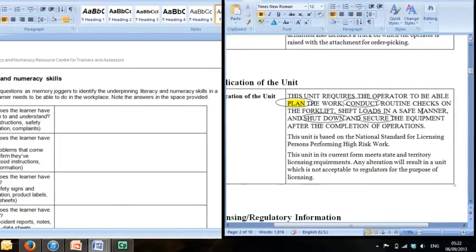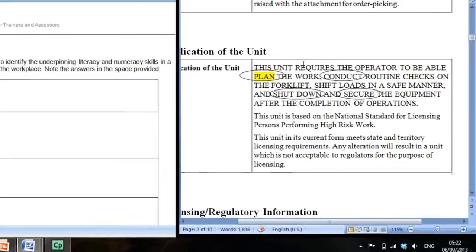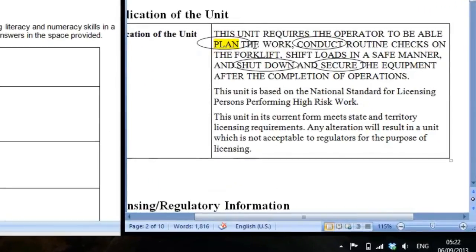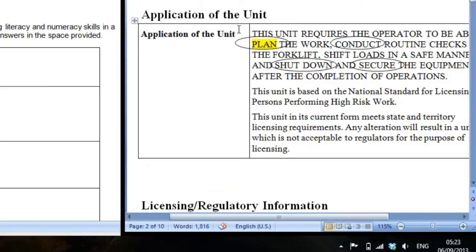Okay, so now the right hand side, I've just scrolled on down there and I've found the verbs. I've circled the verbs. That's done for you. In the application of the unit, plan is an action word, a doing word, which we call a verb. Conduct, shut down, secure. Now I've then highlighted in yellow anything that's related to the 5 core skills.